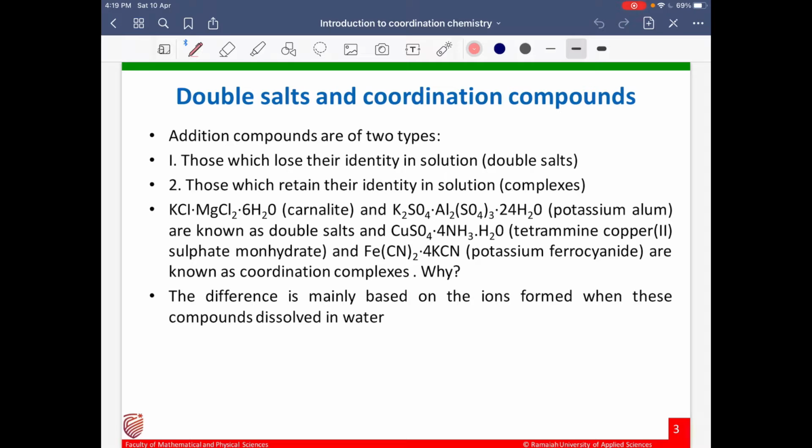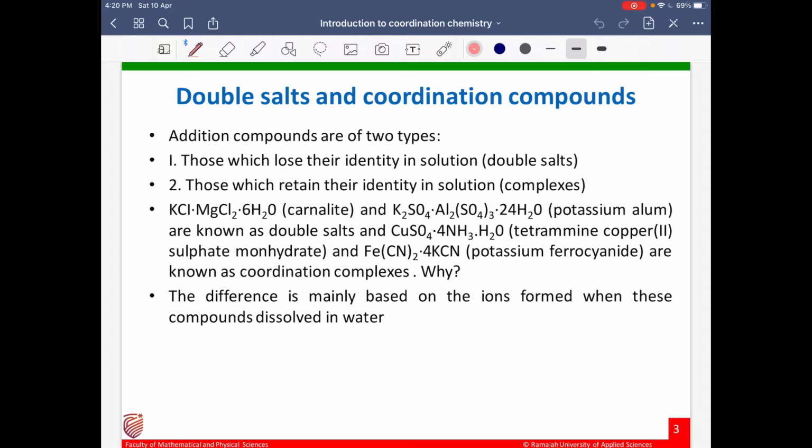Addition compounds are formed when stoichiometric amounts of two or more stable compounds join together. Addition compounds are of two types. One, those which lose their identity in solution, which we call double salts. Two, those which retain their identity in solution, which we call complexes.